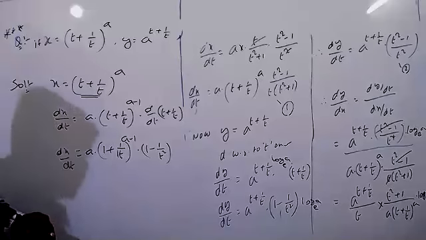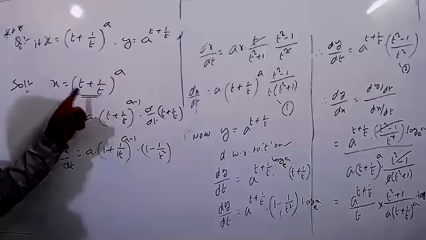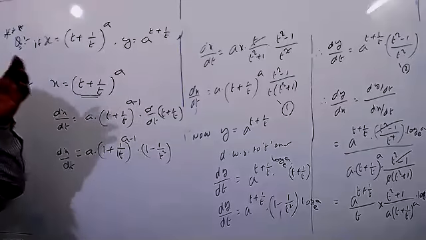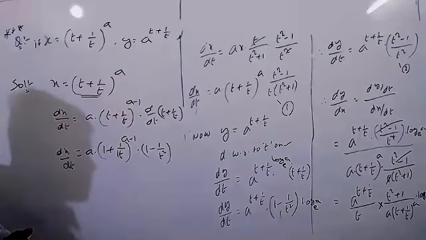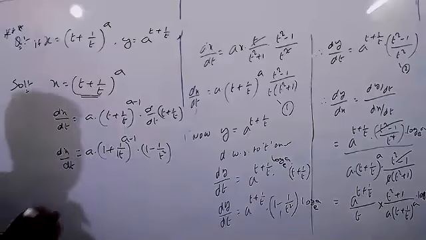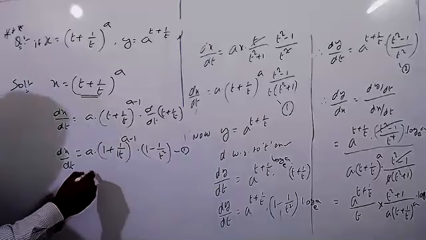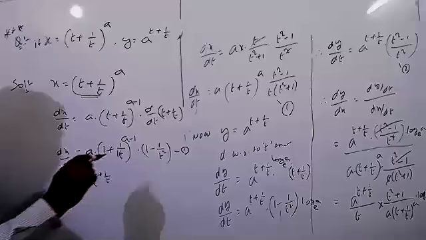Just I am taking here x equal to t power n. What is the parameter? t is the parameter. Now just differentiate the function. So this is equation number 1. Then y equal to what you get, tell me now: a power t plus 1 by t. This is compulsory, we have to do that.